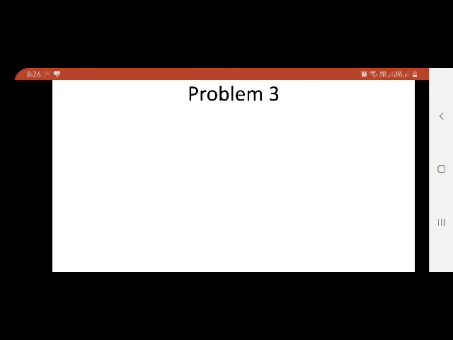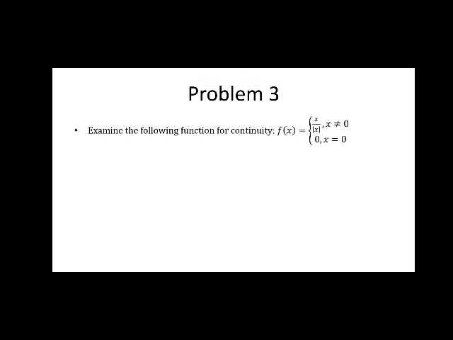Okay, so let us move on to problem number 3. The problem is: examine the following function for continuity. It is given f(x) equals x by mod x when x is not 0, and 0 when x is equal to 0.